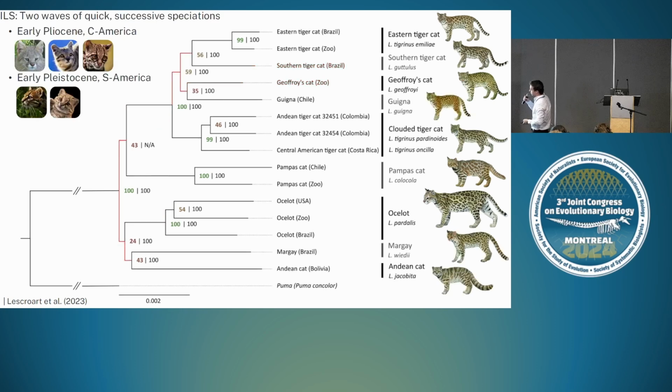And then the remaining low concordance in the tree we can blame on incomplete lineage sorting, which is actually consistent with the history of two waves of quick successive speciations in this genus. The oldest one being in the early Pliocene in Central America, and then the more recent one endemic to South America in the early Pleistocene.